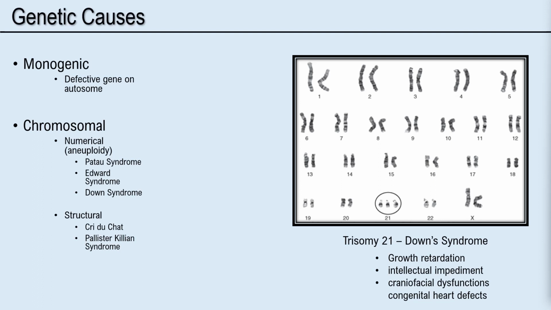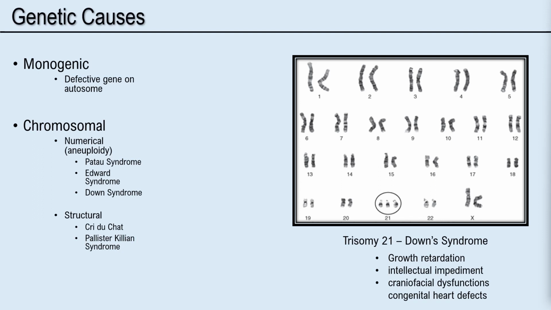Chromosomal causes of congenital malformations can arise in a few ways, but can be summed up in two. We can either have a numerical issue or a structural issue. A numerical issue, or aneuploidy, is one you are most likely to be familiar with, and this can be seen in individuals with Patau syndrome, Edwards syndrome, or Down syndrome. And these are all considered trisomies. But there are other aneuploidies that are caused by a reduced number of chromosomes, such as Turner syndrome.